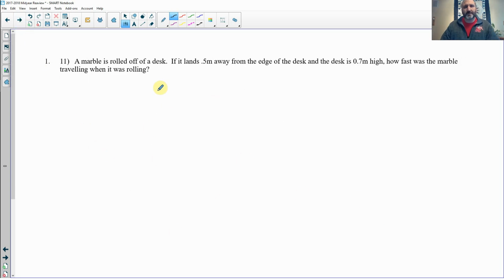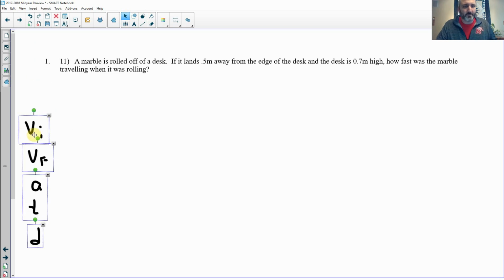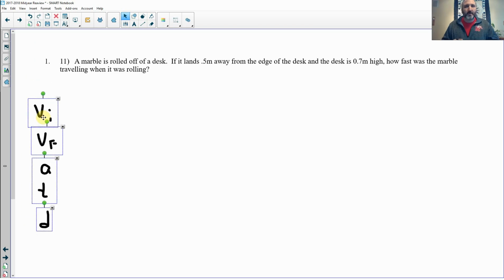A marble is rolled off the desk. It lands half a meter away from the edge of the desk, and the desk is 0.7 meters high. How fast was the marble traveling when it was rolling? This should sound like X marks the spot. So we did a lab about this.